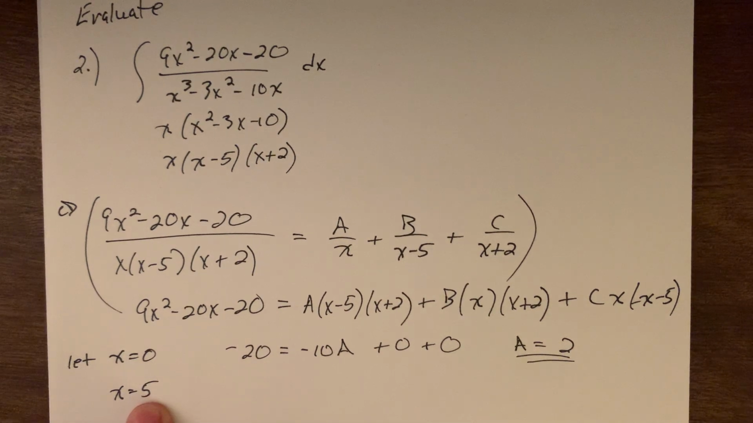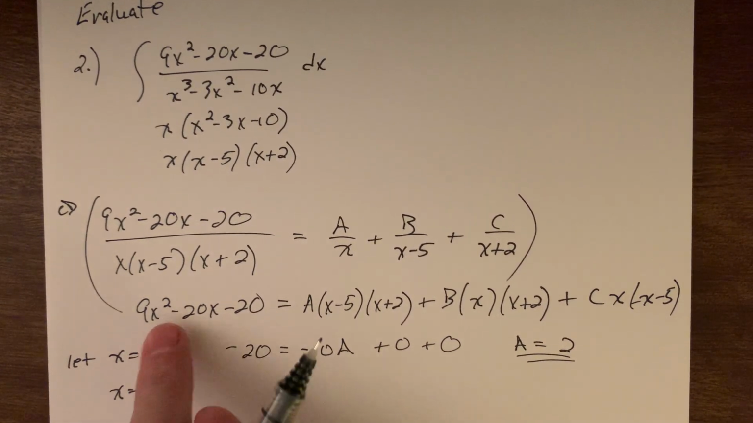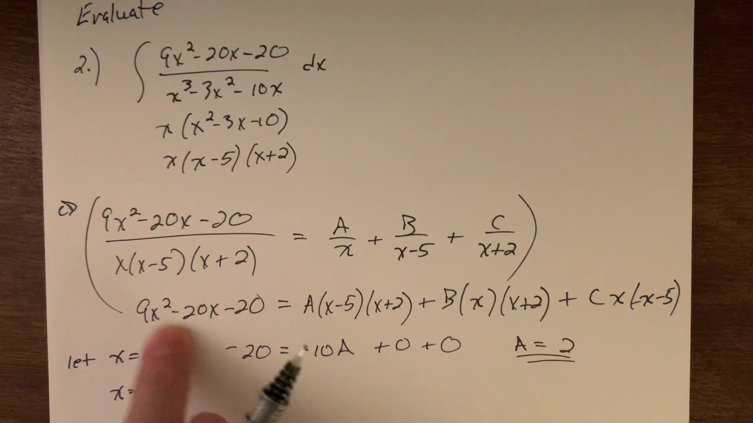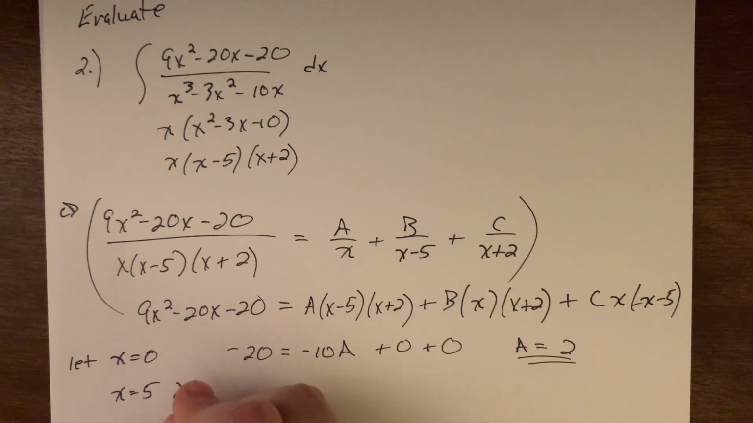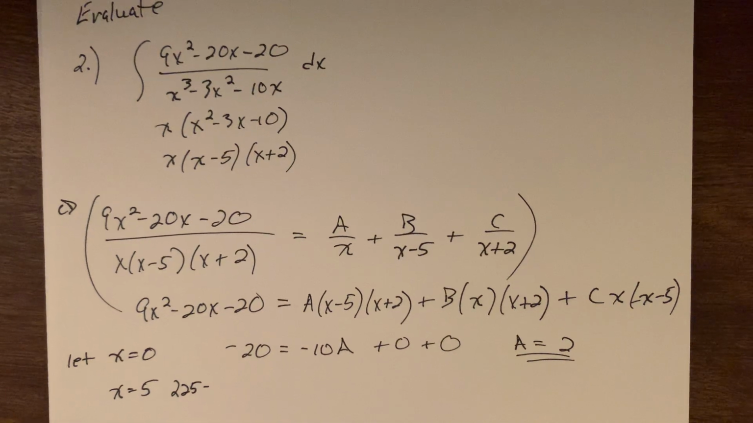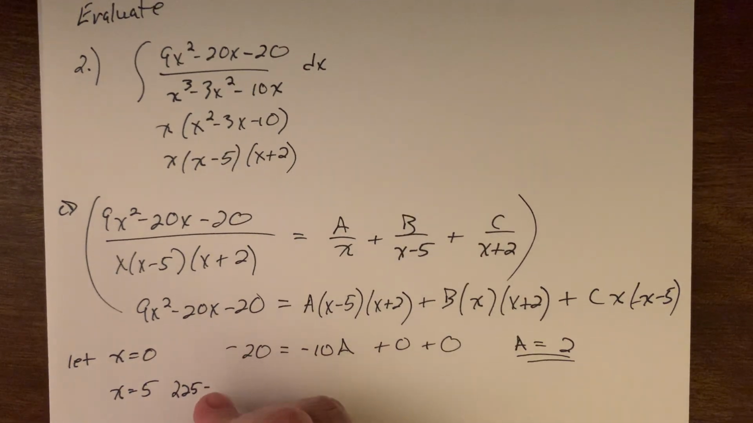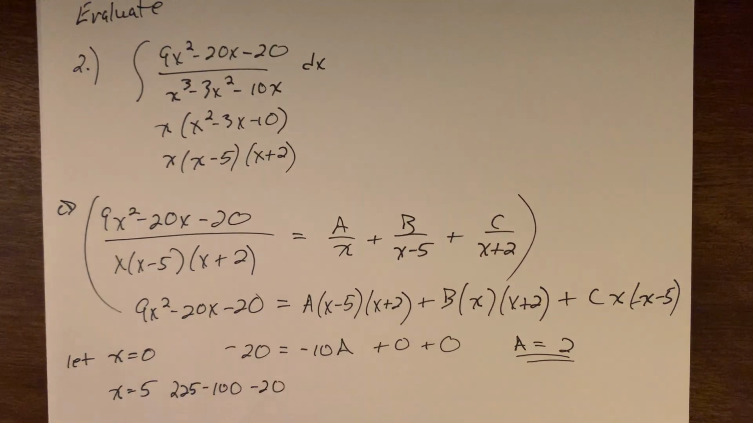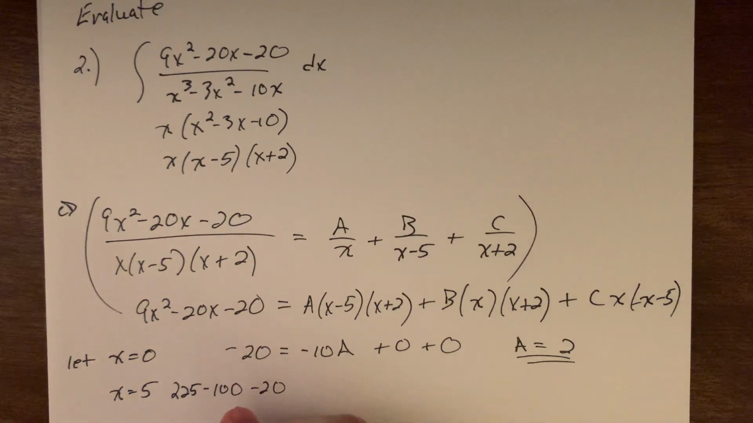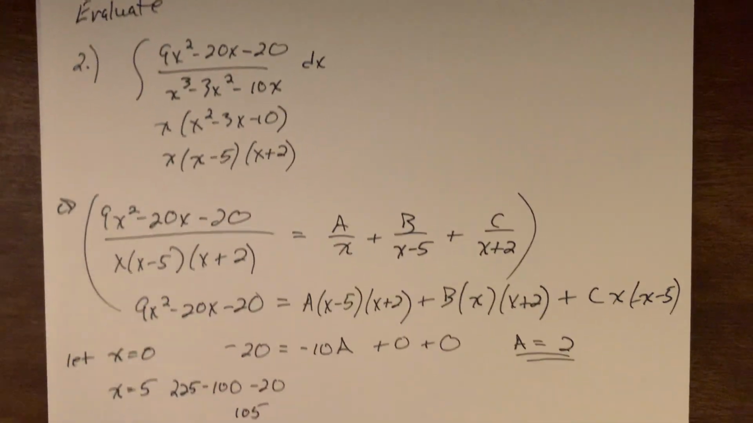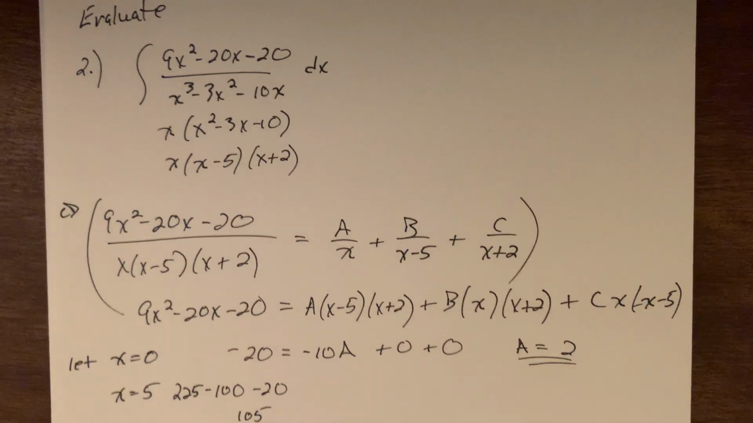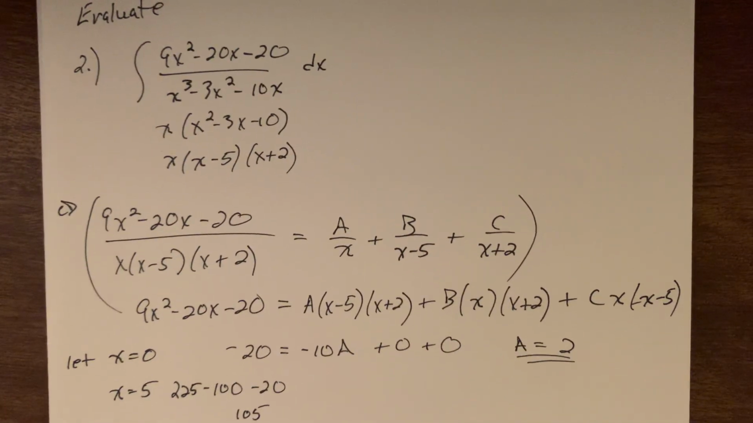Now when I plug in 5, well, plugging 0 in here was easy. But plugging in 5 squared is 25 times 9 is 225. Minus 20 times 5 is 100. Minus 20. So that looks like we're getting, what is that, 105. Let's just double check that one more time. We got 20.